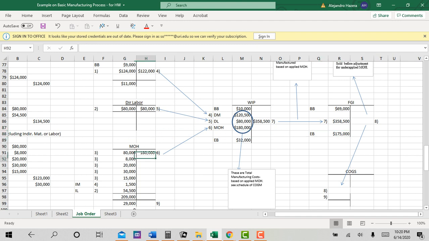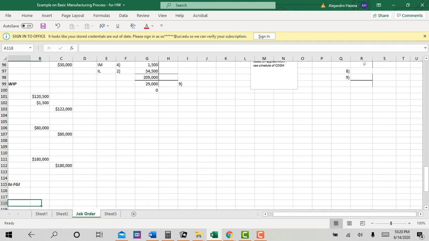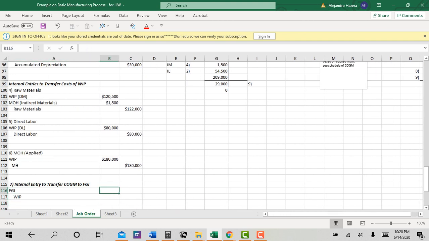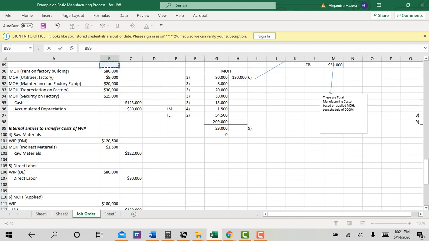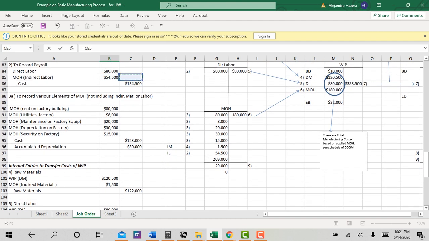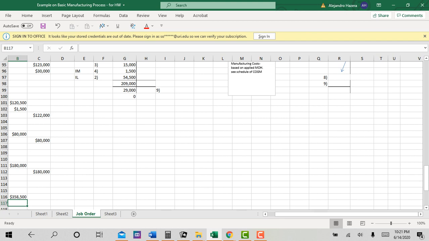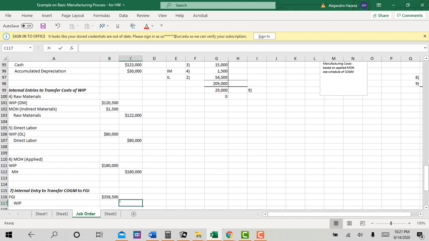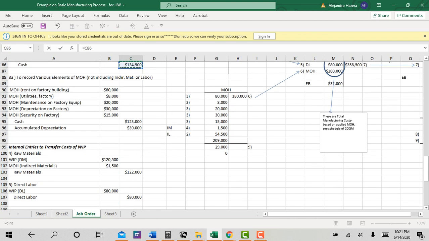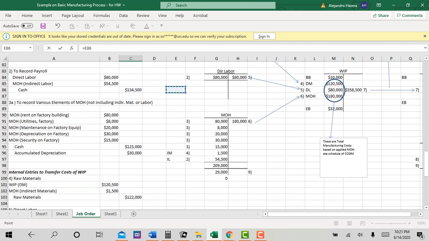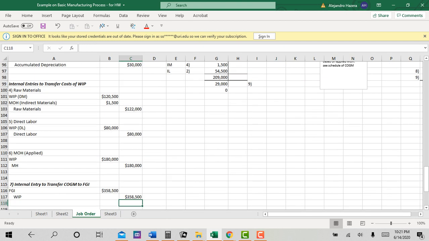Now I'm just going to go ahead and work those backwards. I had to work that one backwards. So there's your debit in finished goods inventory for 358,500. And there's your credit to work in process for 358,500. So that's just a transfer entry.